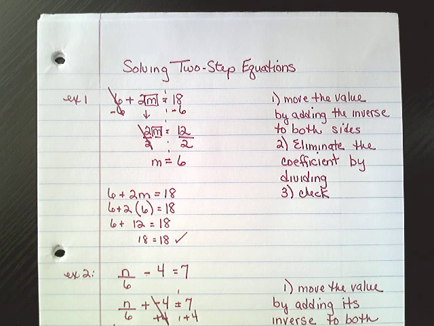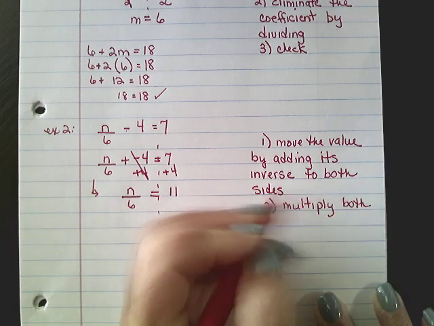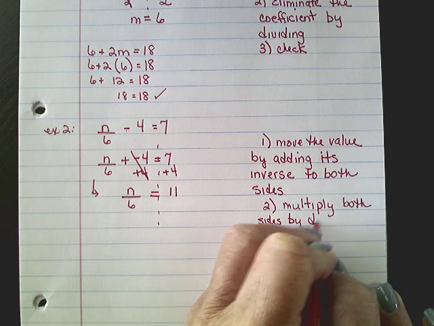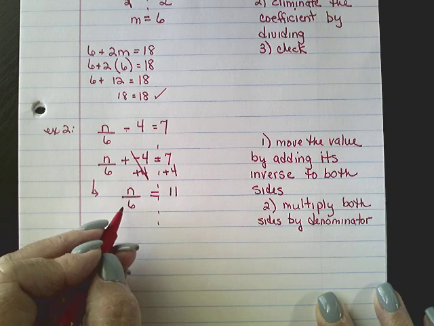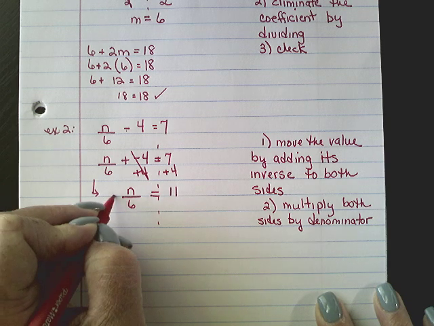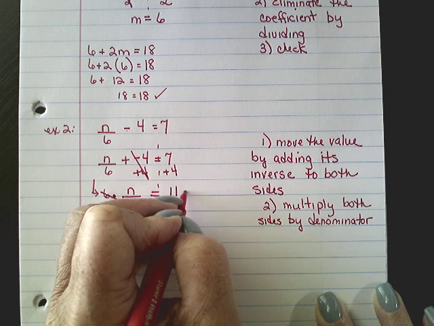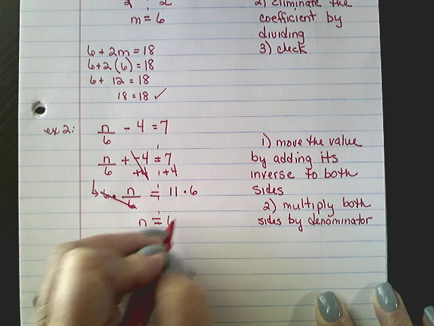Now we did this in our one-step equations. Since this is a division problem, we are going to multiply both sides by the denominator. So here my denominator is 6. So I need to multiply both sides by 6. Those cancel. So n is equal to 66.